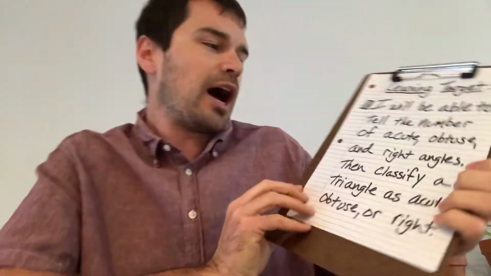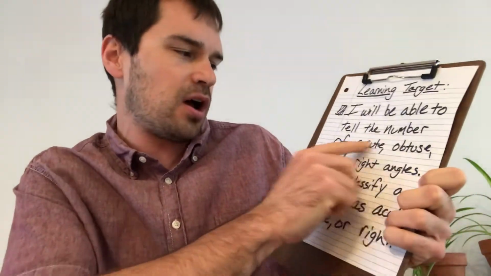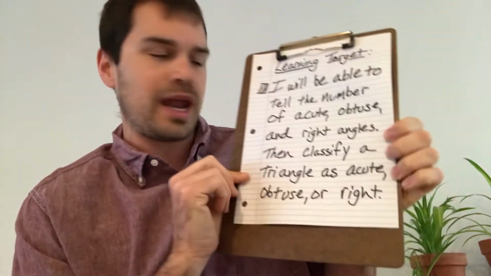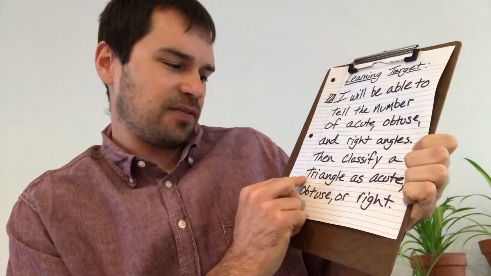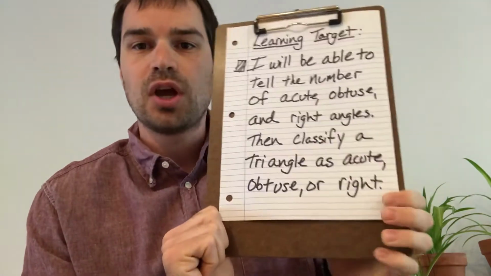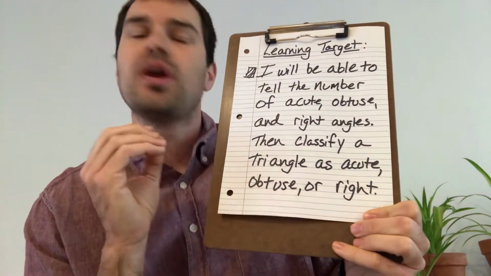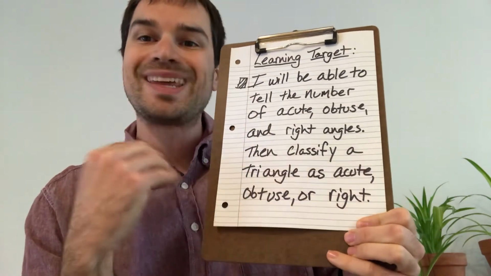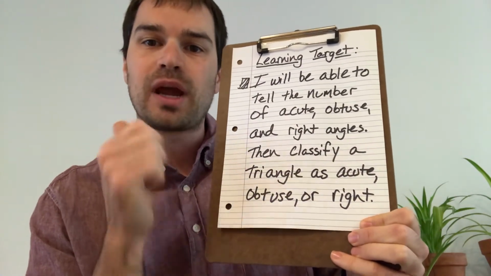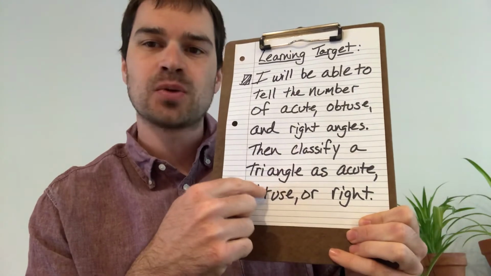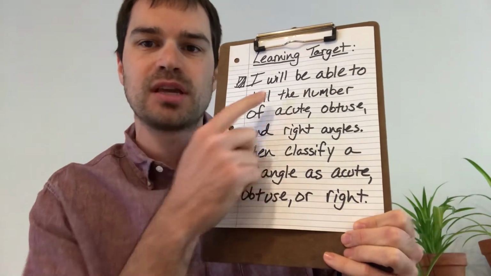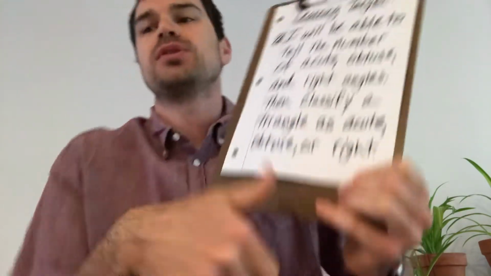First off, the learning target is: I will be able to tell the number of acute, obtuse, and right angles, and then classify a triangle as either acute, obtuse, or right. So you'll be able to tell the number of acute angles, obtuse angles, and right angles, and then determine whether a triangle is right, obtuse, or acute. That last one is one you've been practicing for 2 days. The one up top is what we're going to focus on today.